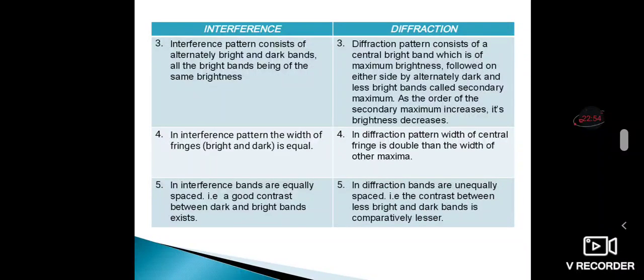But in the interference pattern, clearly we can say at a distance of beta, whatever we have calculated, at that distance this is the bright band and this is the dark band; we can separate them. This is the difference between interference and diffraction. Just go through this.